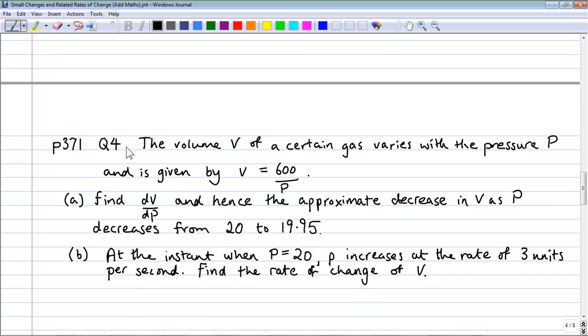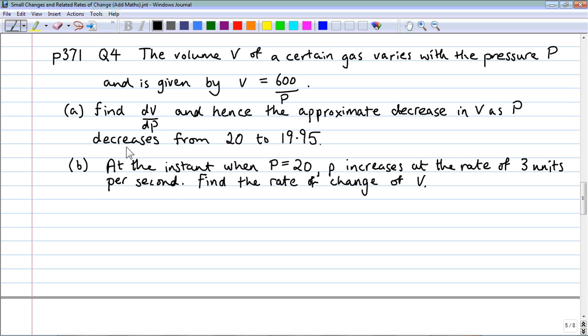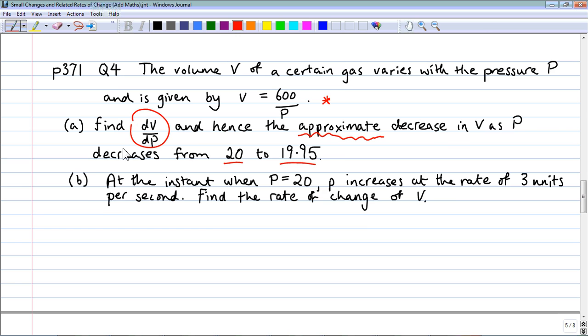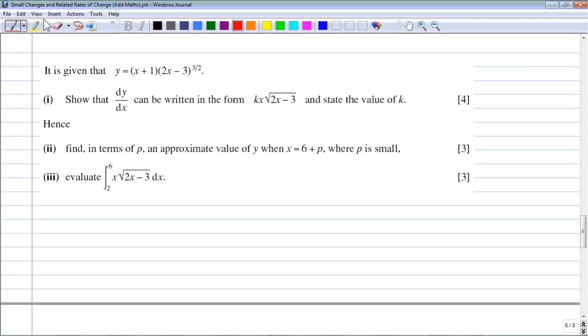Okay, so let's look at the second example. The volume V of a certain gas varies with the pressure P and is given by this formula here. Find the derivative dV by dP, and hence the approximate decrease in V as P decreases from 20 to 19.95. And lastly, at the instant when P is 20, P increases at a rate of 3. Find the rate of change of V. So let's insert a page.